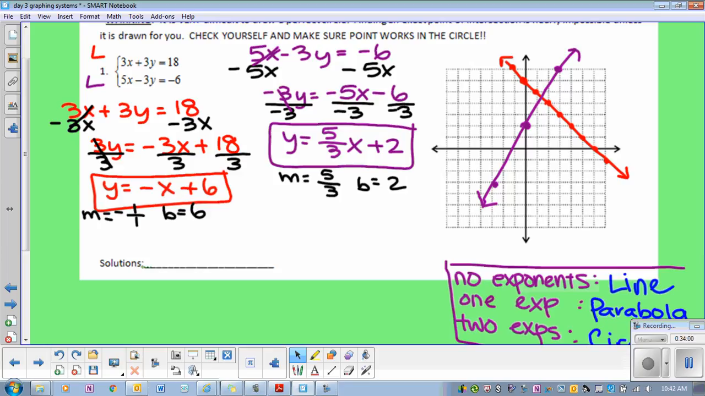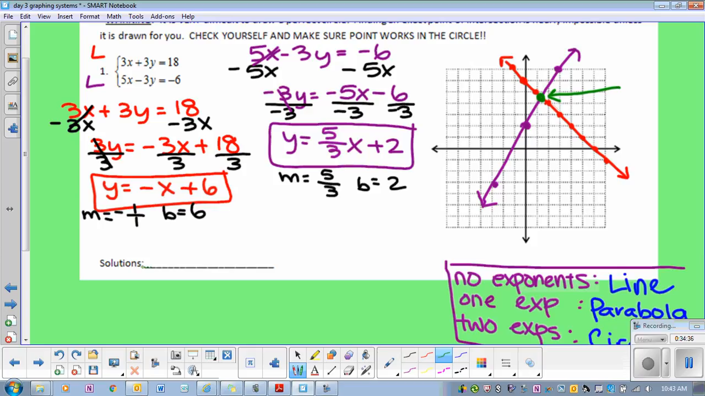How many solutions do I have, guys? 1. How many places do the lines intersect? If you have 2 lines, you can only have 1 solution because these lines are going to cross each other in only 1 spot. So, my intersection point is there. Is that on a nice, pretty point? No, it's like in the middle of something, right? Do you see that, Timon?